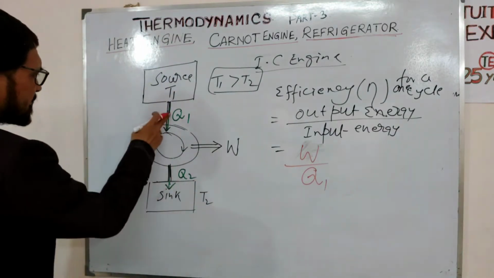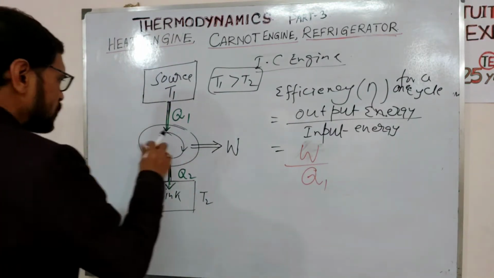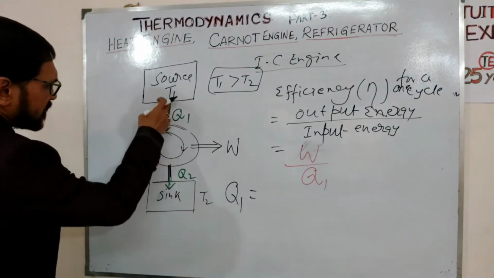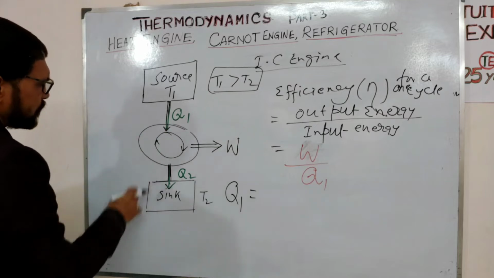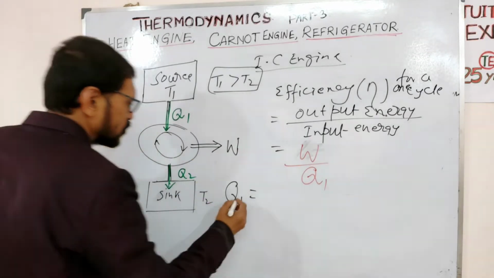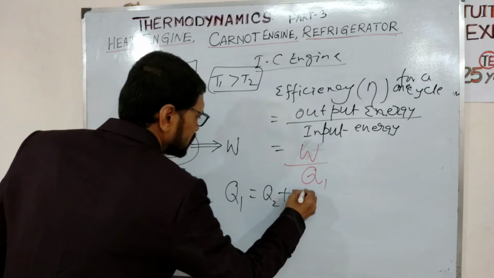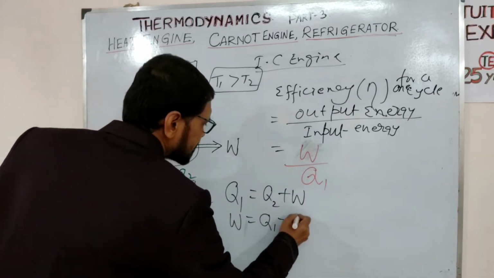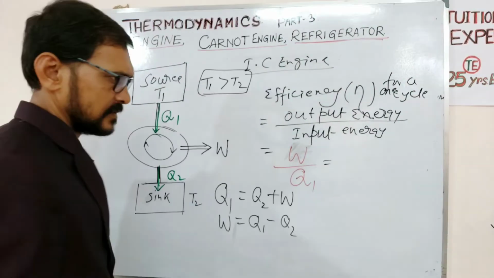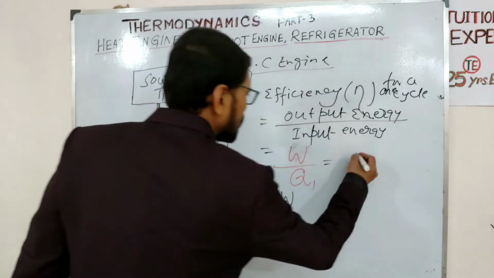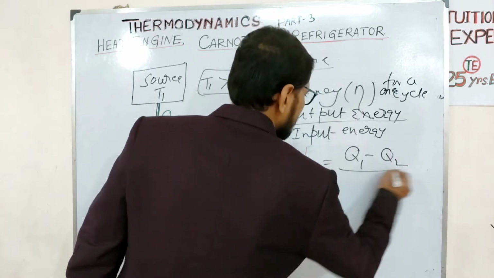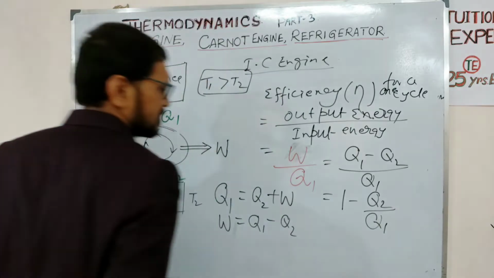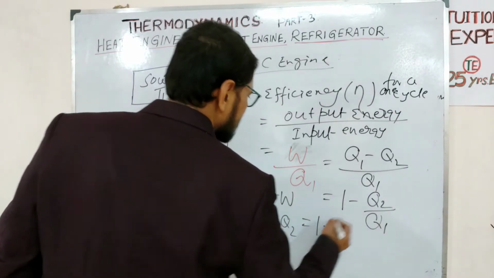Now here, what is the relation between Q1, Q2 and W? Input is Q1. If you consider this system, Q1 is input and there are two outputs, Q2 and W. So Q1 equals Q2 plus W, and W equals Q1 minus Q2. So efficiency equals (Q1 minus Q2) divided by Q1, which is equal to 1 minus Q2 by Q1. This is the answer.